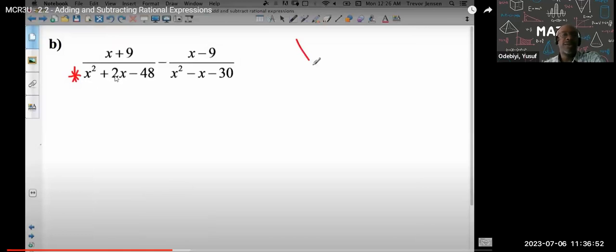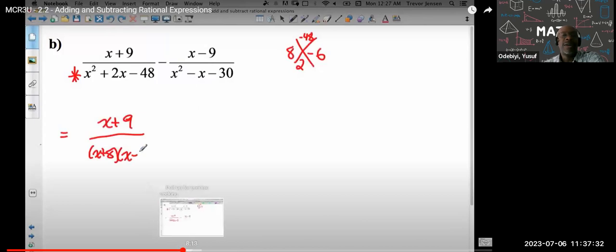Starting with this one here, two numbers that add up to 2 and multiply to give you -48. I think that would be 8 and -6, I believe, for that one. And then this one here, two numbers that multiply to give you -30, and two numbers that when you add them together give you -1. So I think that would be -6 and 5. -6 plus 5 gives you -1. -6 times 5 gives you -30. So I think we have them all.